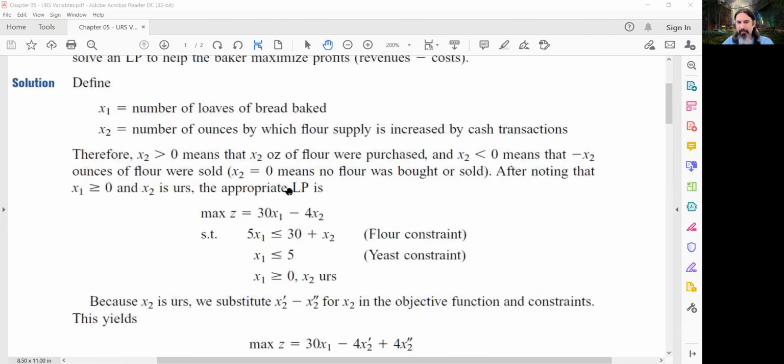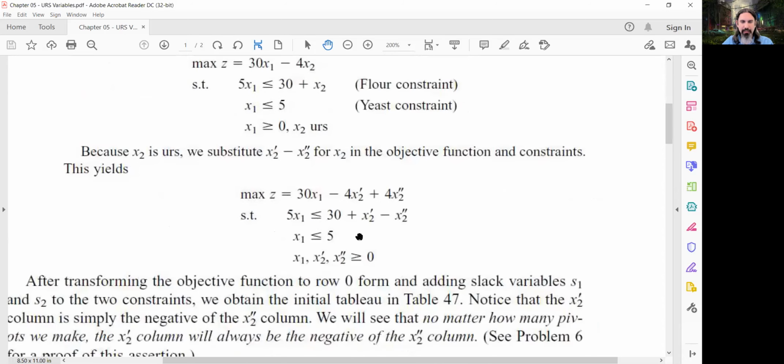Now, yes, this is the same thing as you can see. We have minus 4x2, we have plus x2 over here, the flour constant, the yeast constant, they're all the same. But as I said, this x2 has to be changed into this form. So I write this term instead of x2, wherever x2 is, and I get this model. Now, from here, I can see that I have three decision variables, x1, x2', and x2''.